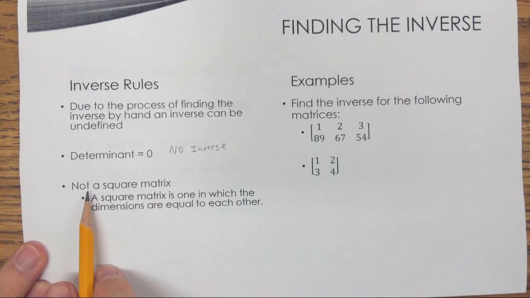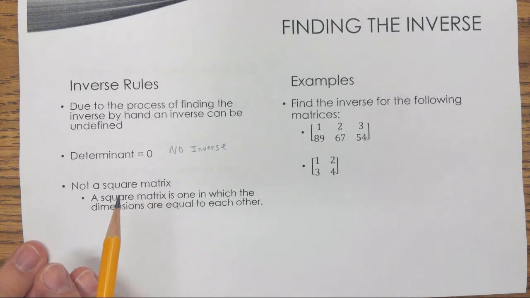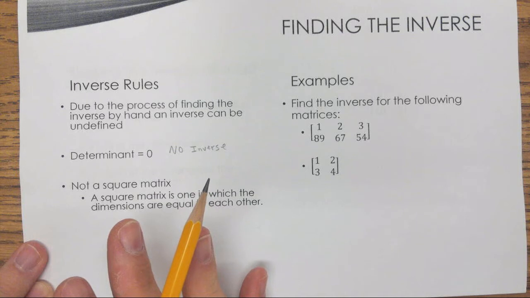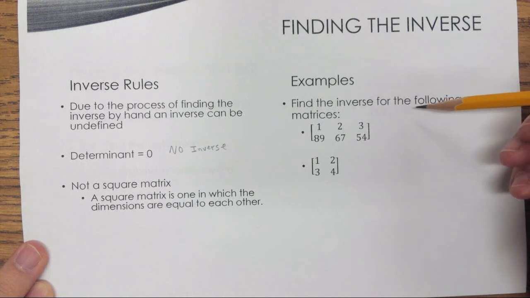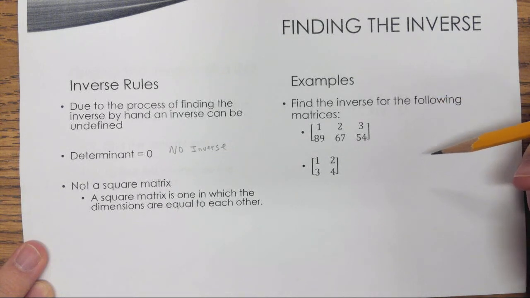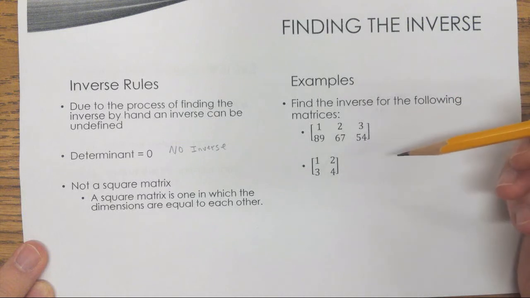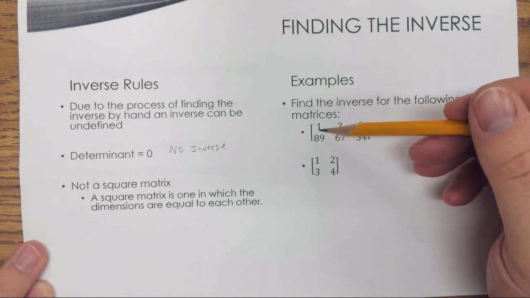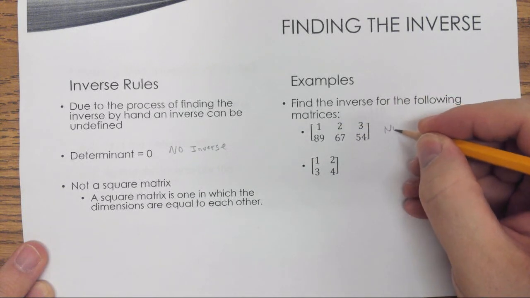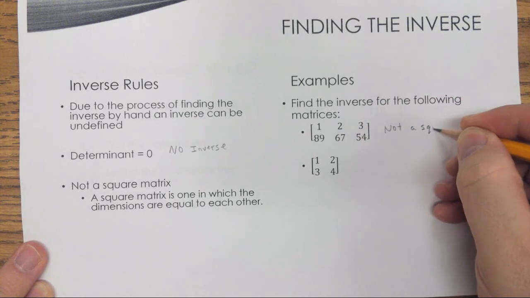Or we can't find an inverse if a matrix is not a square matrix. Remember we talked about dimensions of a matrix and how matrices are kind of rectangular? Well, if the rows and the columns don't match, then it's not a square matrix. So, for example, find the inverse for the following matrices. Here's this matrix. Is this a square matrix? Well, 1, 2, 3, that's got 3 columns and 2 rows, not a square matrix.